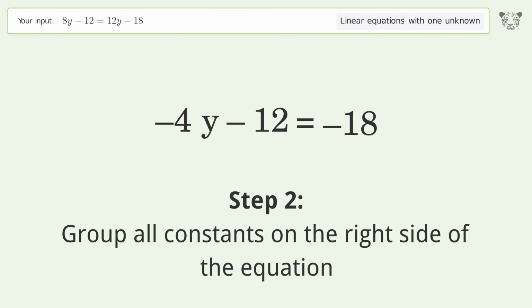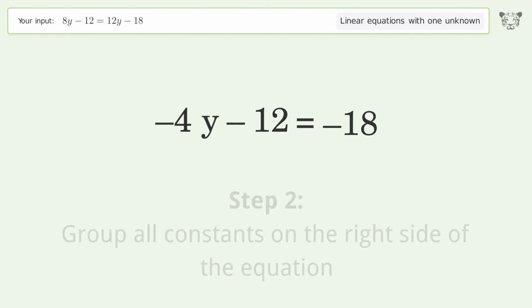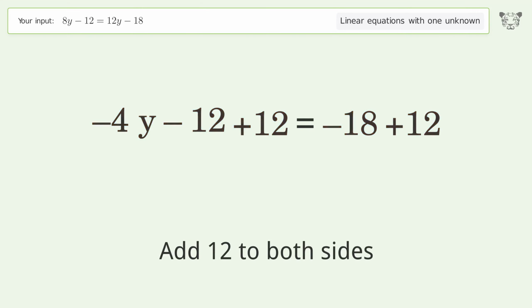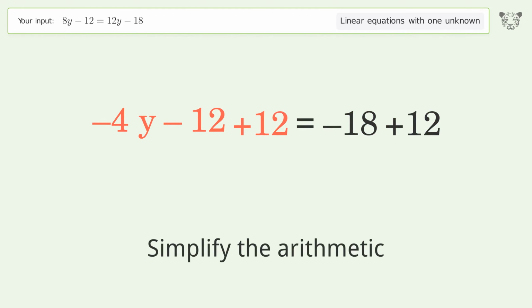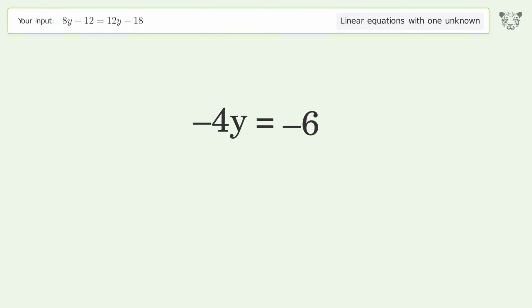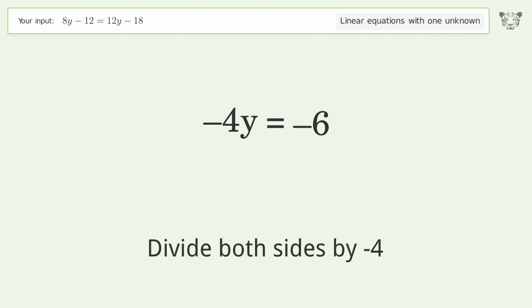Group all constants on the right side of the equation. Add 12 to both sides. Simplify the arithmetic. Isolate the y. Divide both sides by -4.